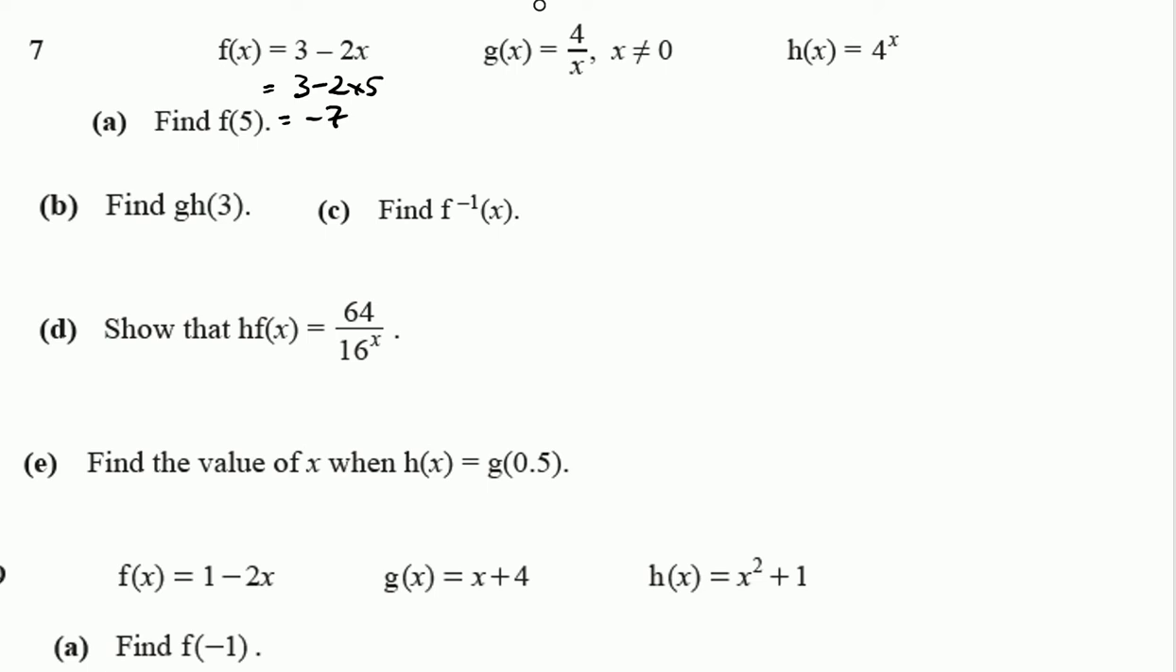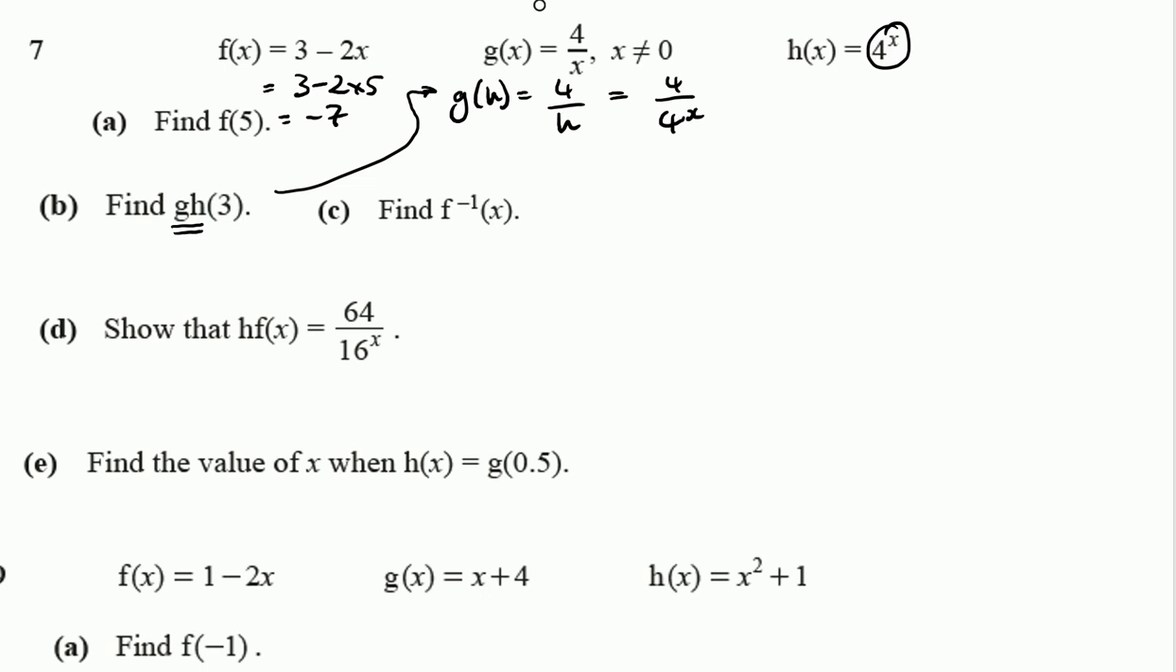In the next part of the question, I'm asked to find g h of 3. I'm going to split this work up into first of all finding g h of x and then putting 3 into it. So g of h is where I get started. g of h is equal to 4 over h. But h x is 4 to the power of x. So this thing becomes 4 over 4 to the power of x. This is g h of x.